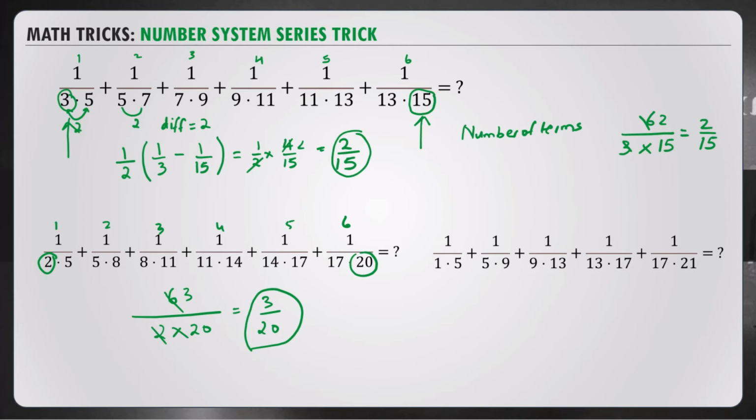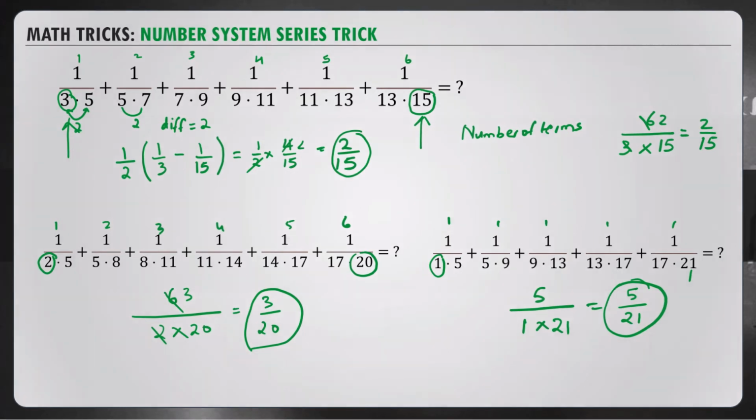Let's do the next one. We have 1, 2, 3, 4, 5 terms over the first number, which is 1, into the last number, 21, which gives me 5 over 21. As easy as that, very good math trick to remember.